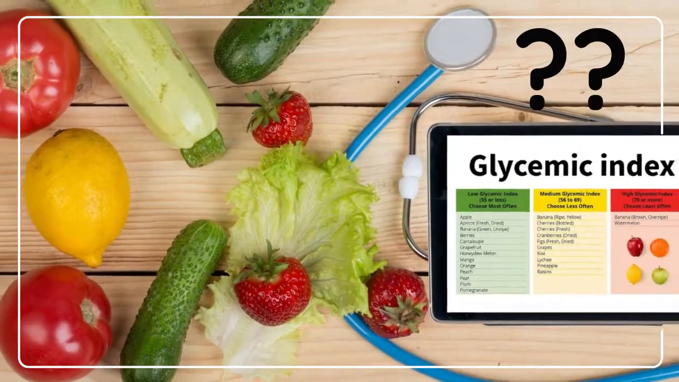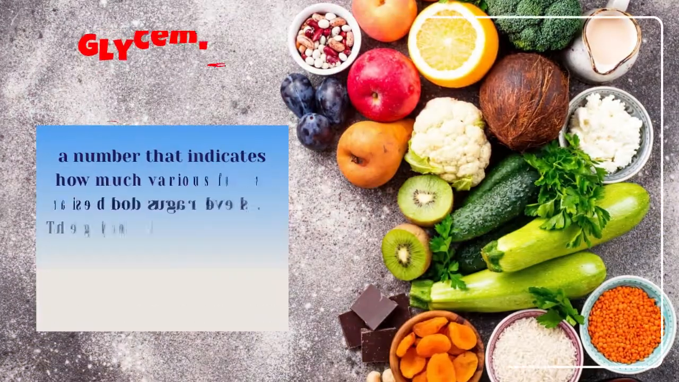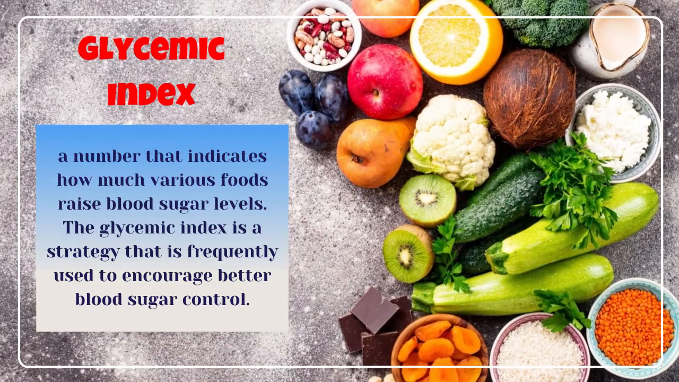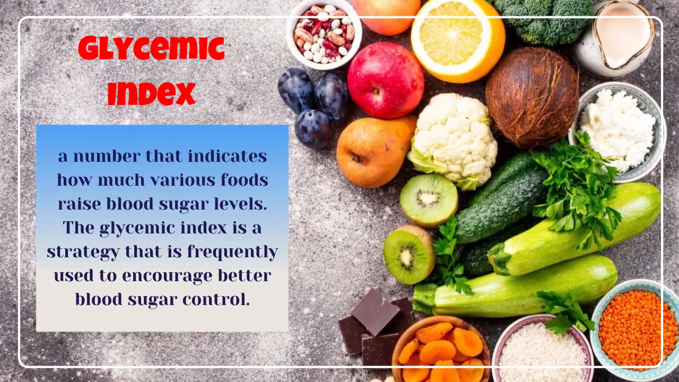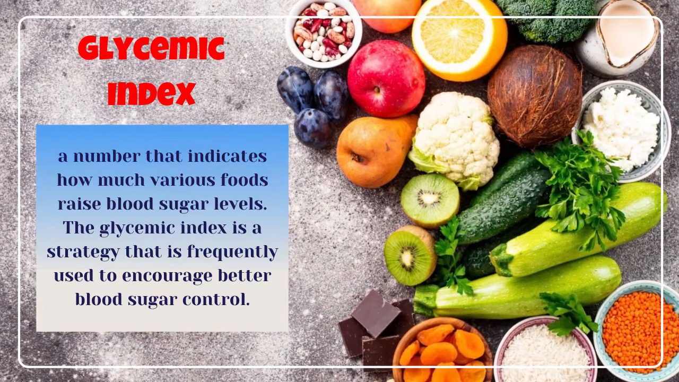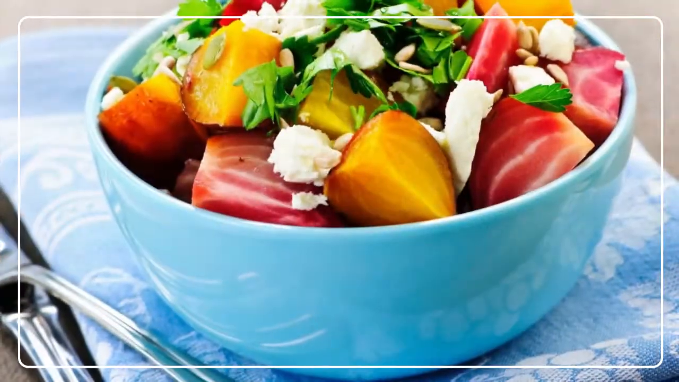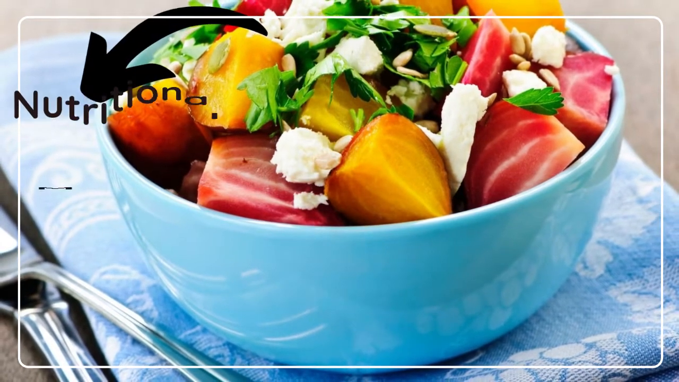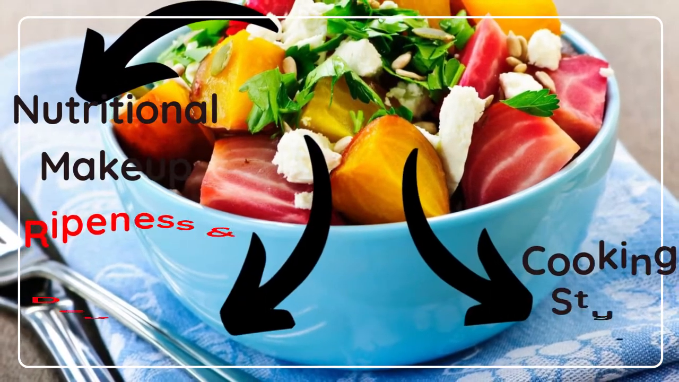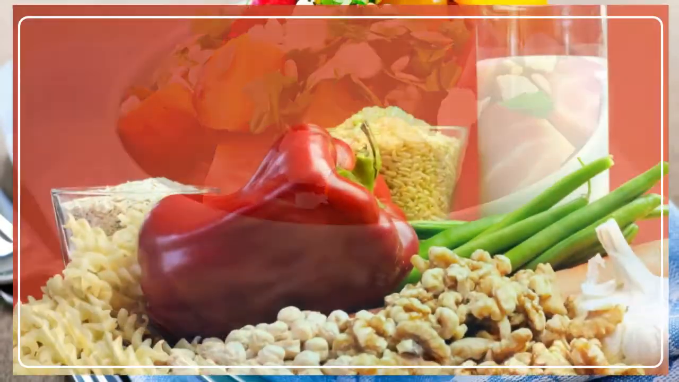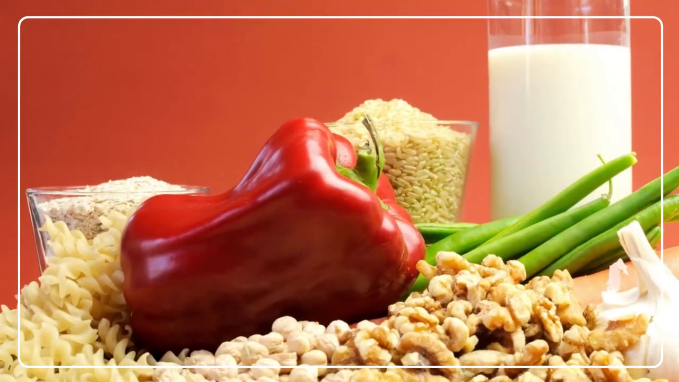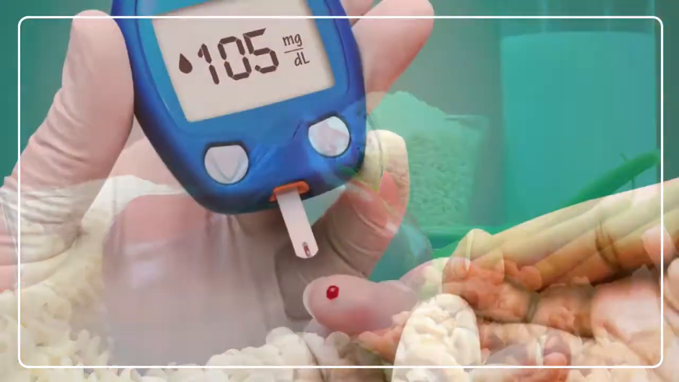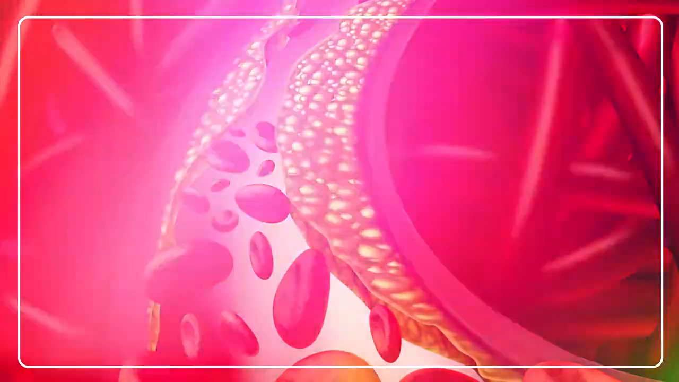What is glycemic index? The glycemic index is a number that indicates how much various foods raise blood sugar levels. The glycemic index is a strategy that is frequently used to encourage better blood sugar control. A food's glycemic index is influenced by a number of characteristics, including its nutritional makeup, cooking style, ripeness, and degree of processing. The glycemic index may help you not only be more mindful of what you're placing on your plate, but it can also help you lose weight, lower your blood sugar levels, and lower your cholesterol.